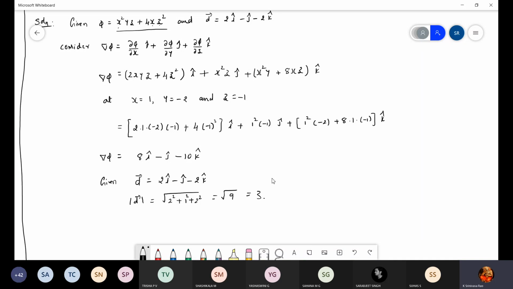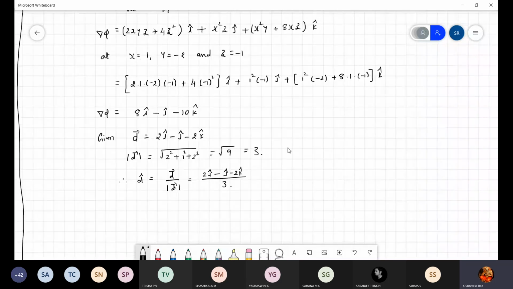So I am telling you, especially when calculating magnitude, inside the square root there are no negative numbers allowed. It is whole square, so minus also becomes plus. Therefore, D cap equals vector D divided by its magnitude, that is equal to 2i minus j minus 2k by 3.